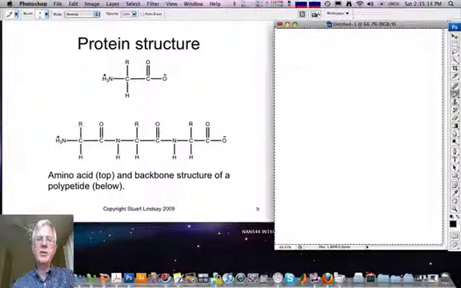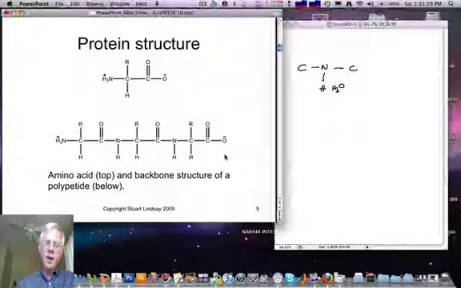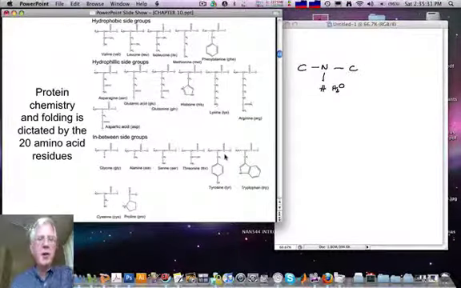So we go C, N, H, C, and you see we've gotten rid of an oxygen and 2 hydrogens. The exact properties of the protein depend on the pendant groups attached to this peptide backbone, as it's called.